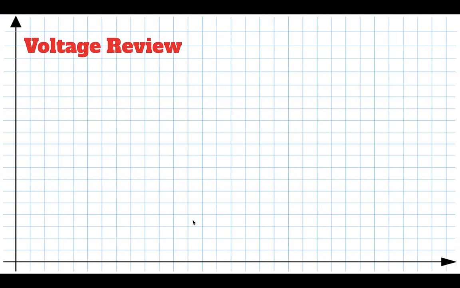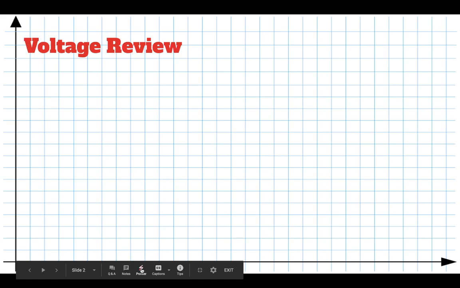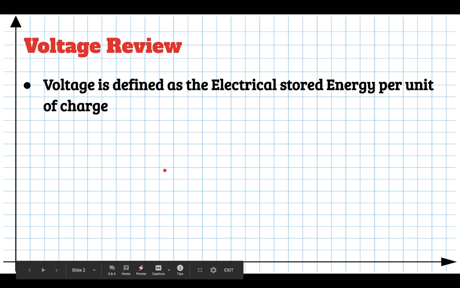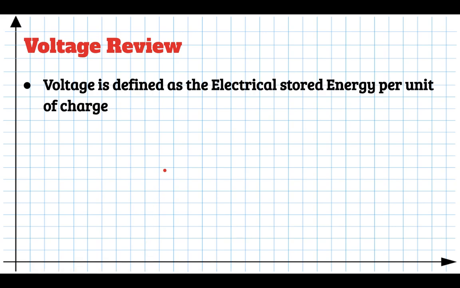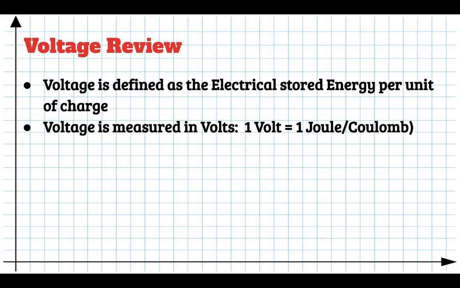So, quick review. When we talk about voltage, what do we actually mean? Well, voltage is defined as the electrical stored energy per unit of charge. So it's the amount of energy present divided by the number of charges. We measure it in volts. So 1 volt is a joule per coulomb.